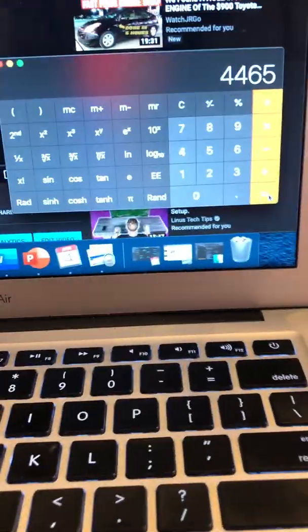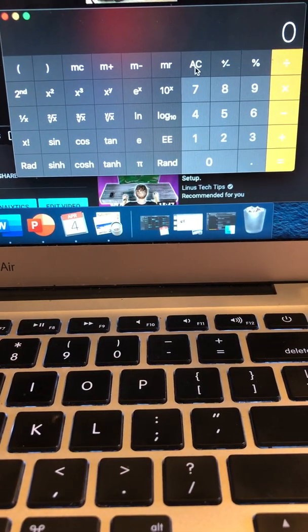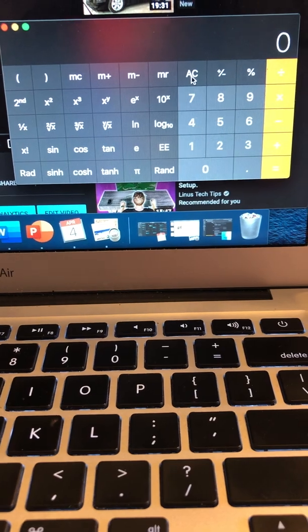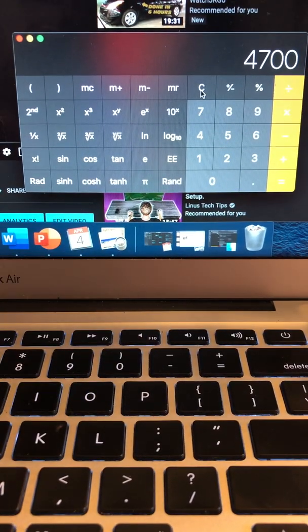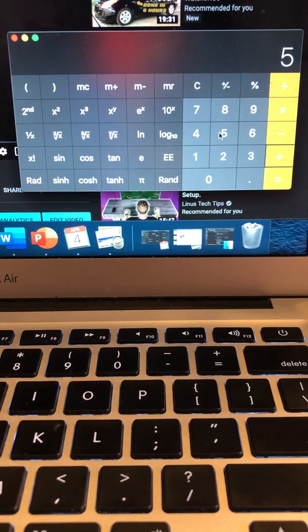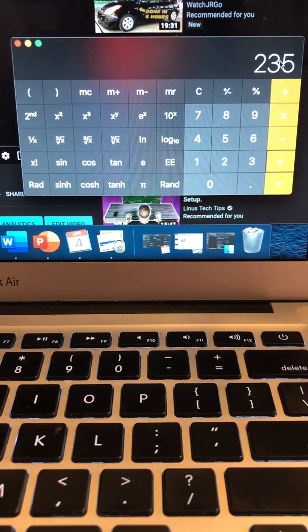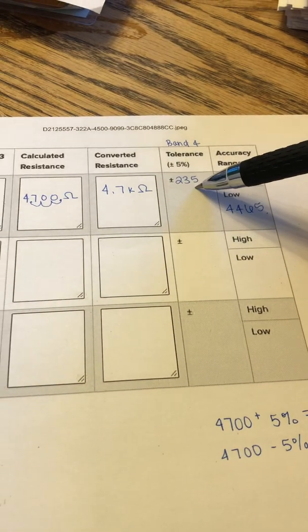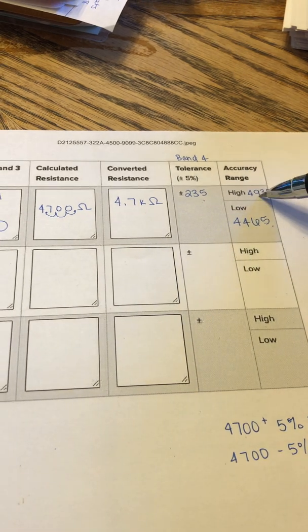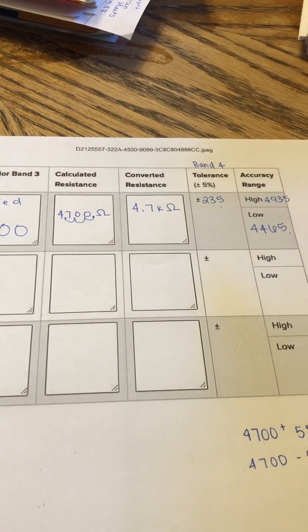I'm going to switch it over to my calculator. I'm sorry. I just put in the equation that I told you guys, 4,700 plus 5%. 5% is that 235. And that's what I'm going to put as my tolerance right here. Okay? So then there's your high and there's your low. And that's all you do to find your accuracy range.